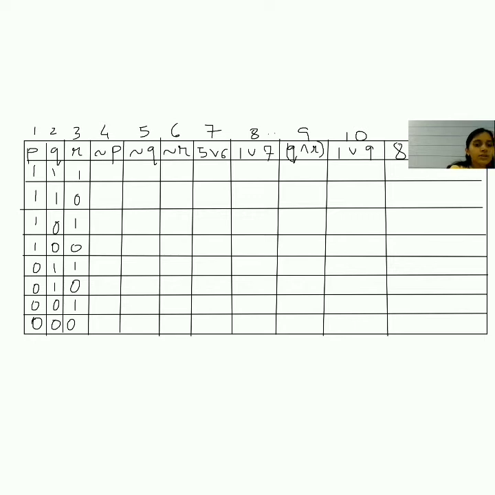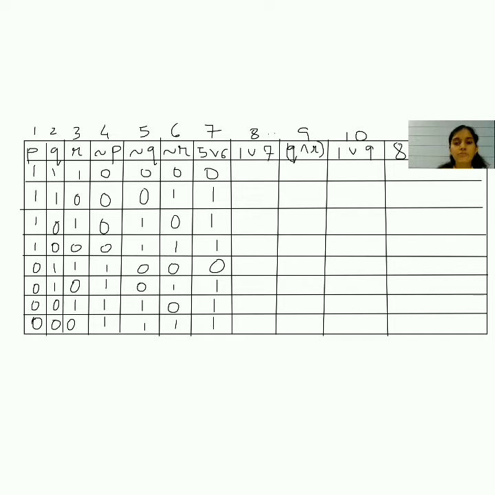Okay. Then we have negation P. So 0, 0, 0, and 0, 1, 1, 1, 1. Negation Q, 0, 0, 1, 1, 0, 0, 1, and 1. Negation R will be 0, 1, 0, 1, 0, 1, 0, and 1. Okay, now 5 or 6. So negation Q or negation R. Okay, so 5 or 6, 0 or 0, 0, 0 or 1, 1, 1 or 0, 1, 1 or 1, 1, 0 or 0, 0, 0 or 1, 1, 1 or 0, 1, 1 or 1, 1.